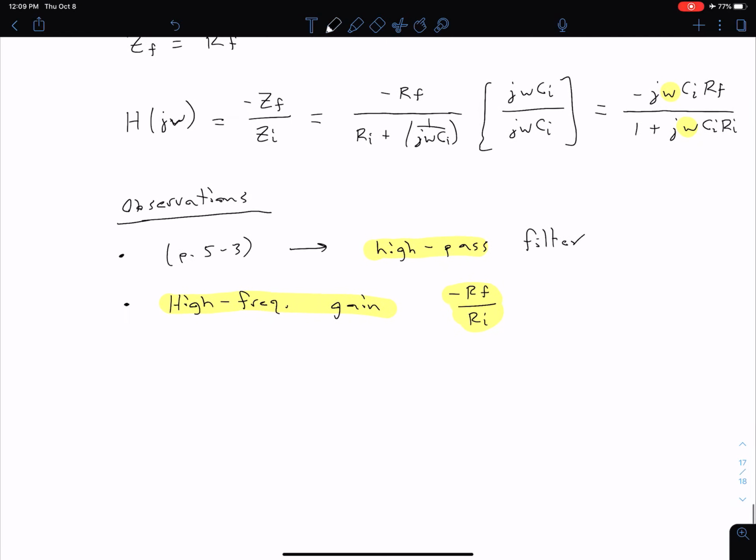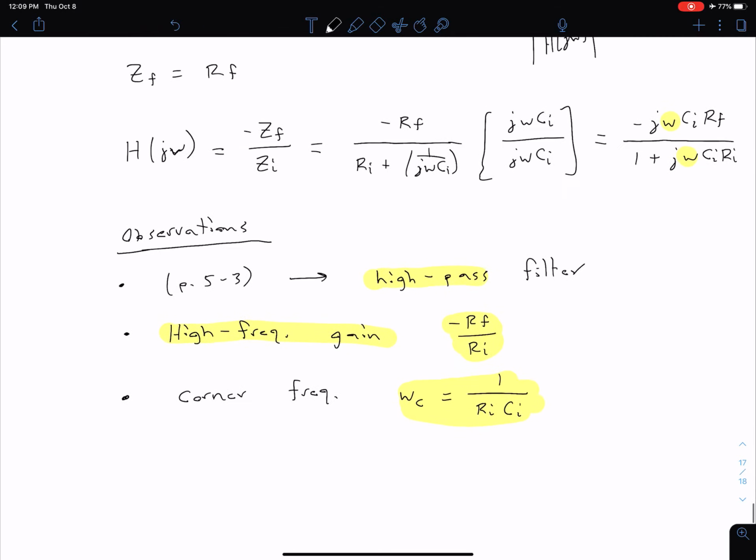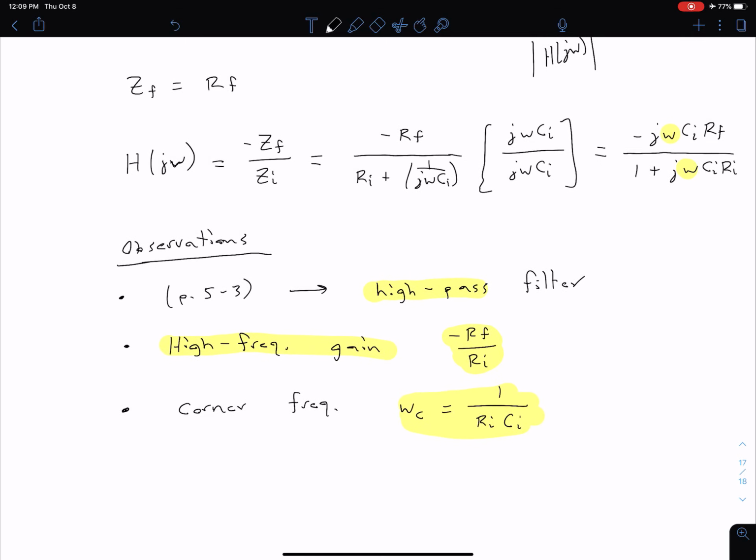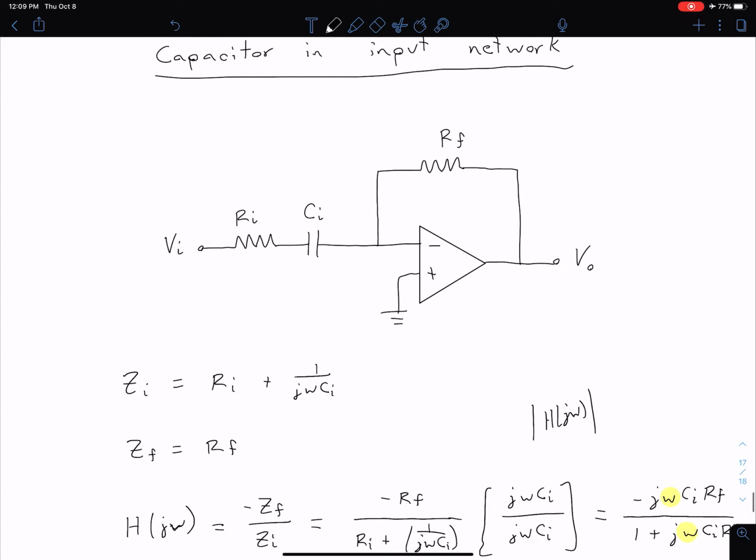One other thing of interest that we can determine is our corner frequency. It's easiest to do this by inspection. Comparing that to our previous equation on page 5-3, we can say our corner frequency for this equation is going to be 1 divided by Ri times Ci. And again, we could go through that whole argument where we say we know at this corner frequency the magnitude of H of j omega is equal to 1 over root 2, and then solve for omega c. But oftentimes we can just compare to a previous result. So that's our in-detail mathematical description, but let's take a qualitative look at our circuit here.